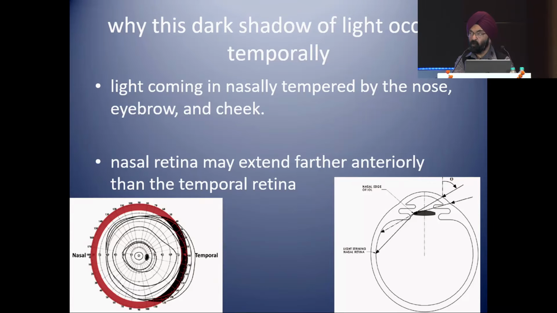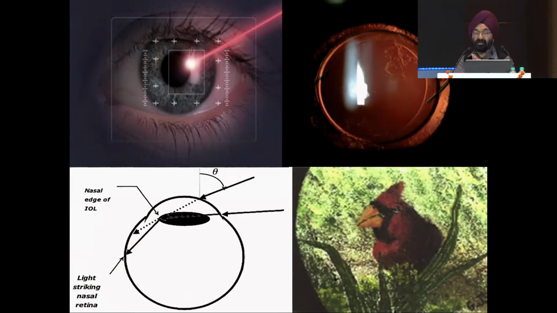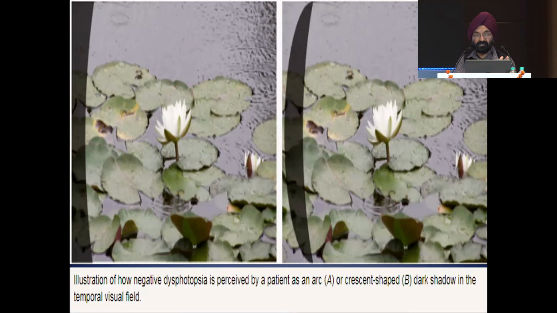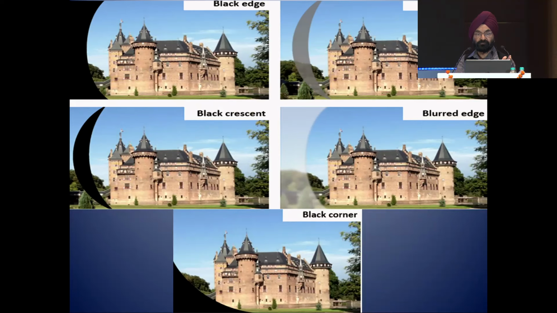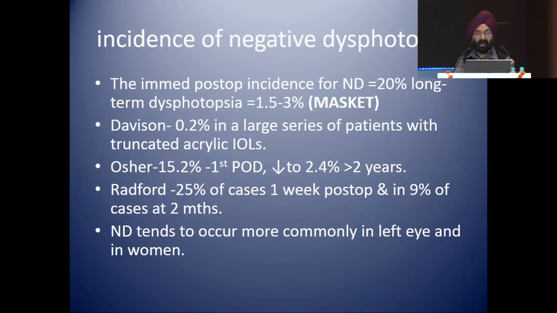Why does this dark shadow occur only temporally? Because light coming in nasally is blocked by the nose, eyebrow, and cheek. And the second factor is that the nasal retina extends further anteriorly than the temporal retina. These are some of the pictures the patients have drawn. It is a sickle-shaped shadow. So it can take the form of a black edge, black crescent, blurred edge, or black corner.